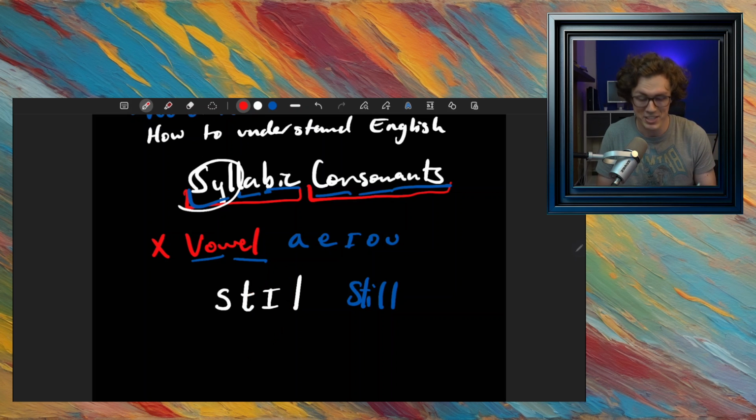Now, this core is also called syllabic, right? It creates the syllable. It's the syllabic sound. Most of the time we use vowels, right? Still, sill, mill, or pen, right? There's an e there, that's a vowel sound. However, you don't always have to do that. Sometimes you can have a consonant be that syllabic piece.